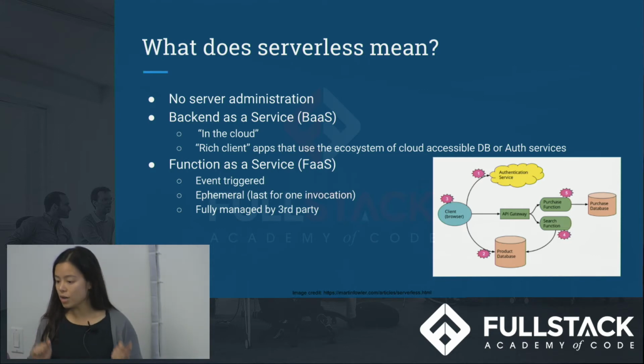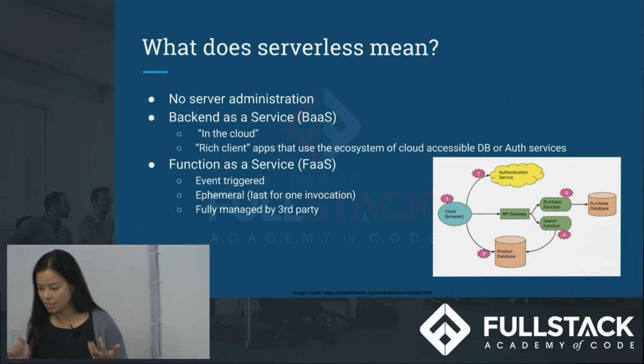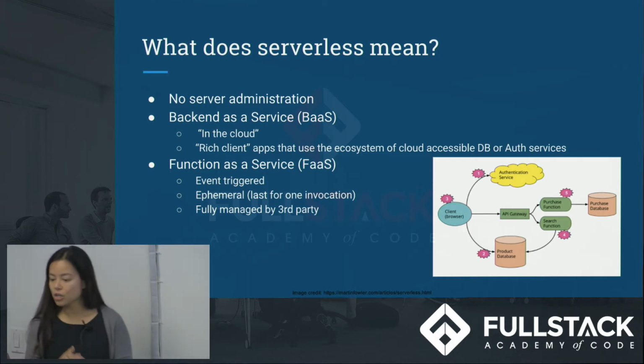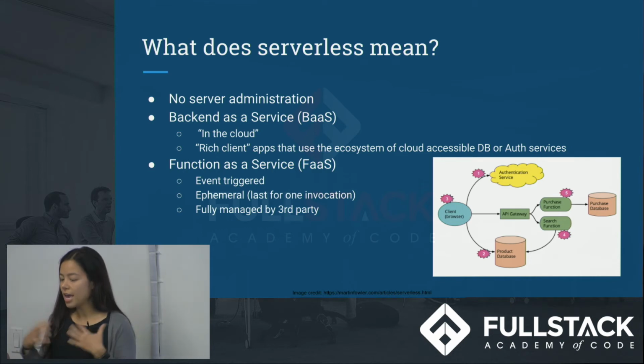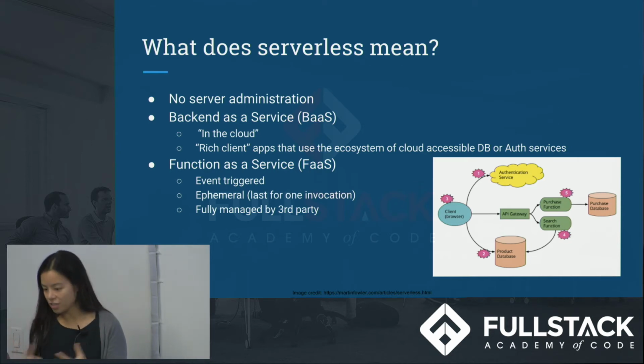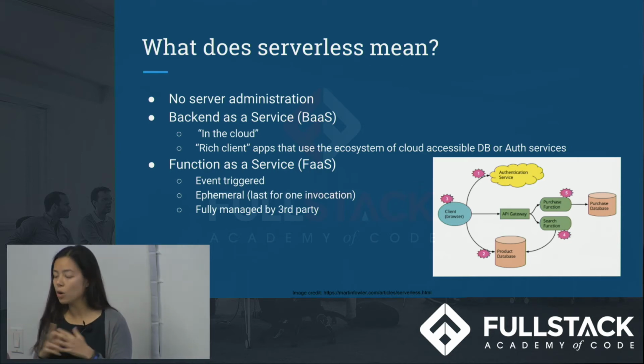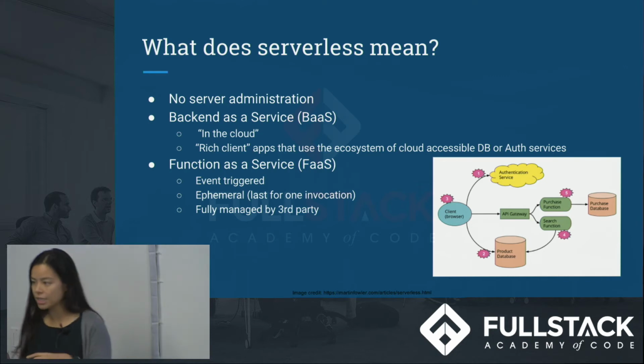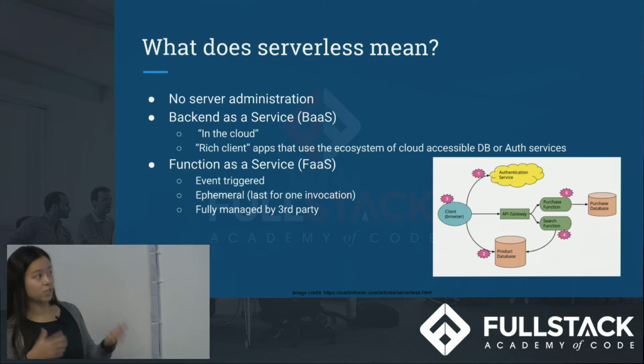There's also another type that is function as a service, and what that means is that you are uploading your function, your backend code as a function, and AWS, for example, in this case, Lambda, would be managing this backend code as a function, and it will only be triggered per event, and it is fully managed by a third party.